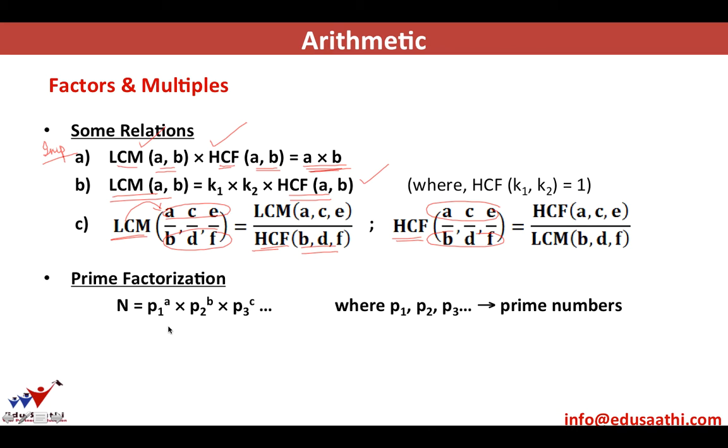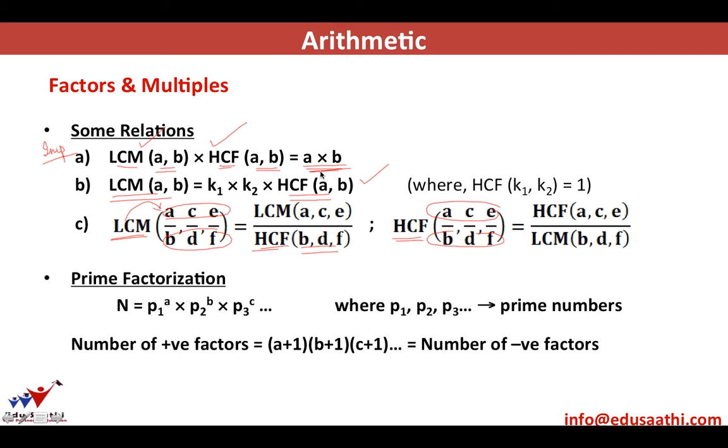So prime factorization, I hope you can all do that. If you have to find the number of positive factors for any given number, I'll first write it down in prime factorization form and look at the powers. Once I have looked at the powers, I'll increment them by 1 and multiply. That will give me the number of positive factors.